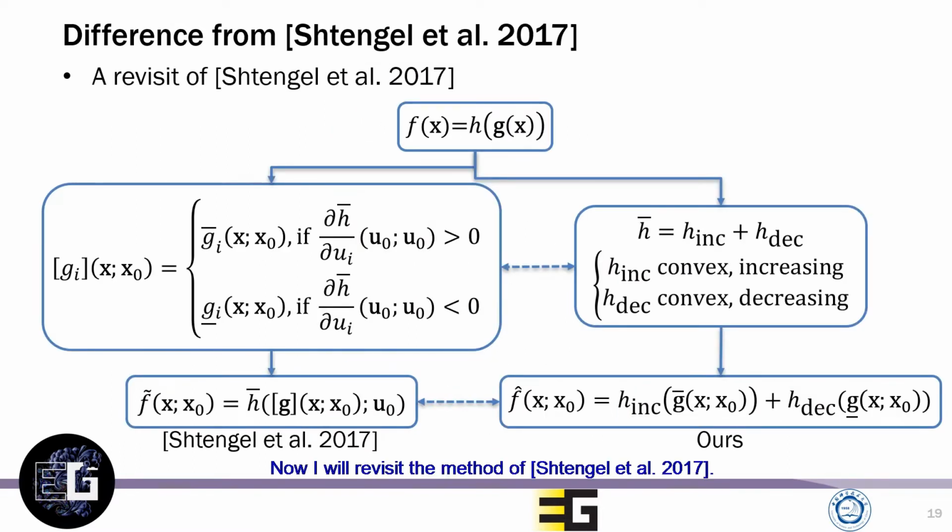Now I will revisit the method of Shtengel et al. It constructs its majorizer by constructing modified inner functions. Our majorizer is different from theirs, and our solver provides another way to construct a majorizer.